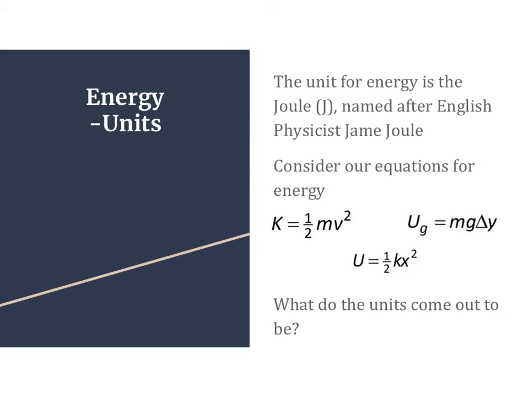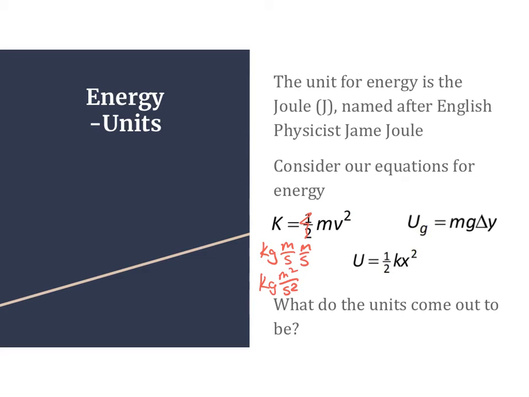Now, if we talk about our units for energy for a moment, we have our three equations that we already provided. Kinetic energy is 1/2 mv squared. Gravitational potential is mg delta h. And elastic potential is 1/2 kx squared. Let's take a look at our units for each of these. For kinetic energy, the 1/2 doesn't matter. Mass is kilograms. We have meters per second times meters per second. So that gives us kilograms meters squared over seconds squared.